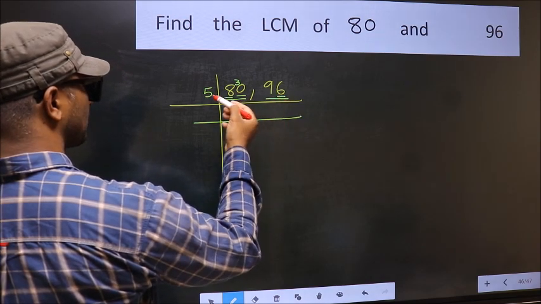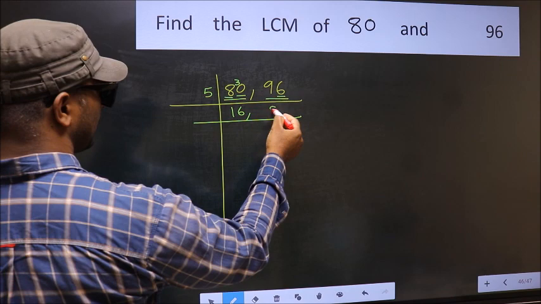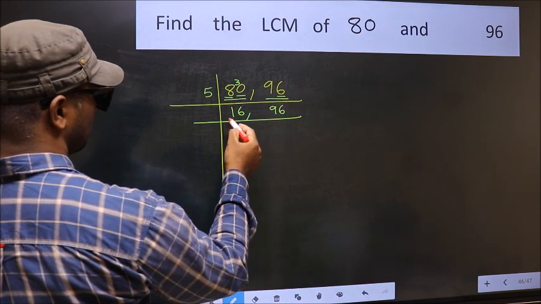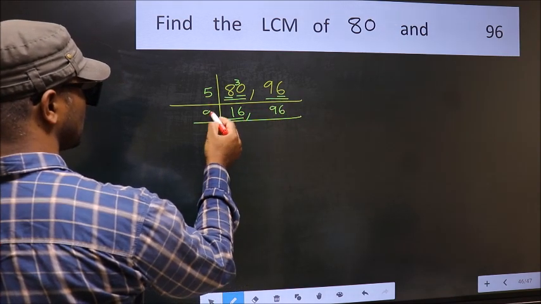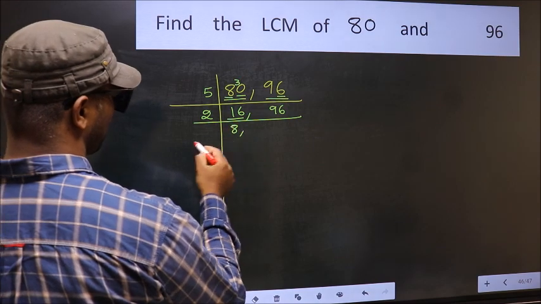The other number 96, last digit is neither 0 nor 5. So this is not divisible by 5. So you write it down as it is. Now here we have 16. 16 is 2, 8, 16.